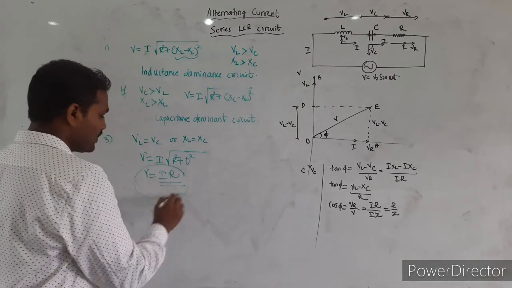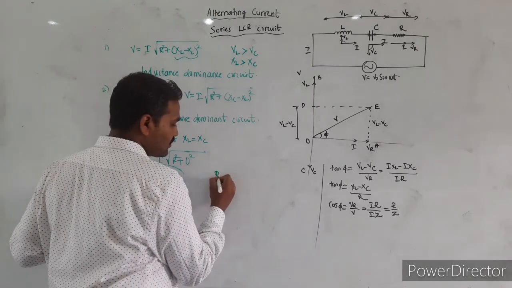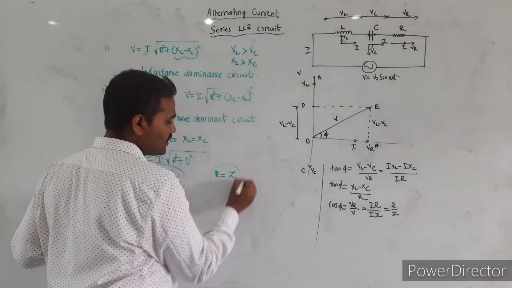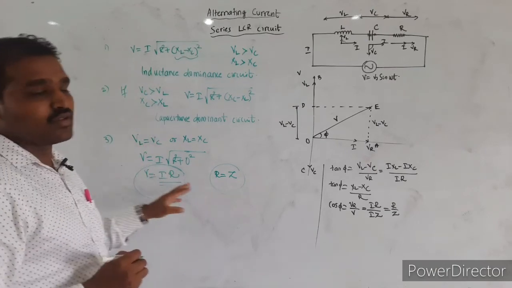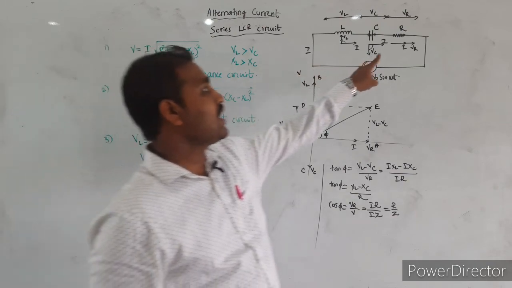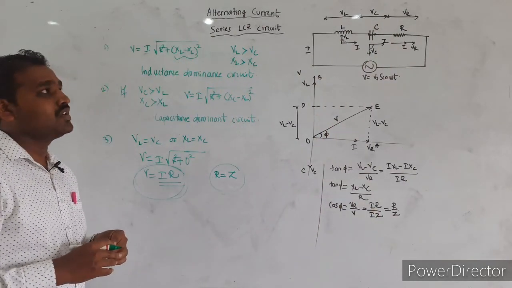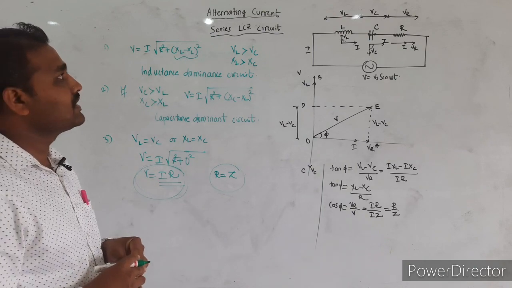So I will have the equation V is equal to I into R, and R will be equal to Z. The impedance of the circuit will be just equal to the resistance of the resistor that we have used. These are the different cases we come across for an LCR circuit.